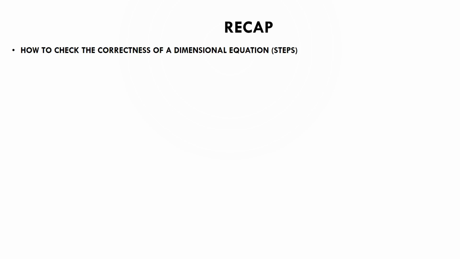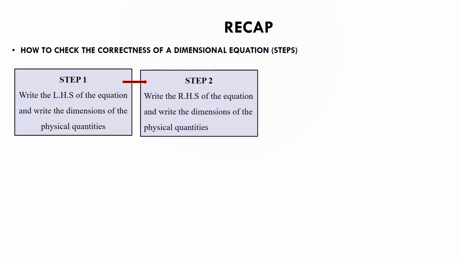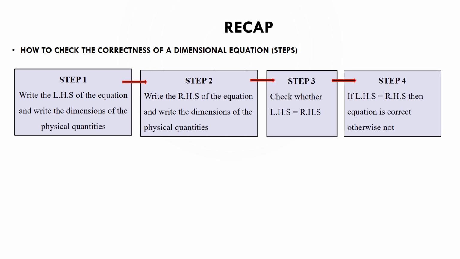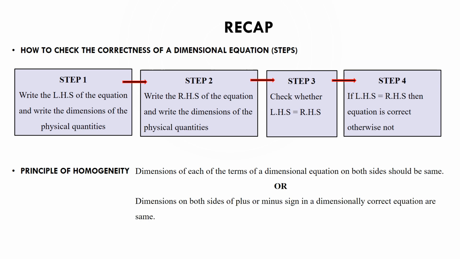In recap, the thing is how to check the correctness of an equation. So find the LHS, put the dimension, then find the RHS, put the dimension, check whether LHS equal to RHS. If yes, then the equation is correct, otherwise it's incorrect. Then we studied our principle of homogeneity, which says the dimension of each of the terms of a dimensional equation on both sides should be same, or I can say that the dimension on both sides of a plus or minus sign in a dimensionally correct equation is the same.